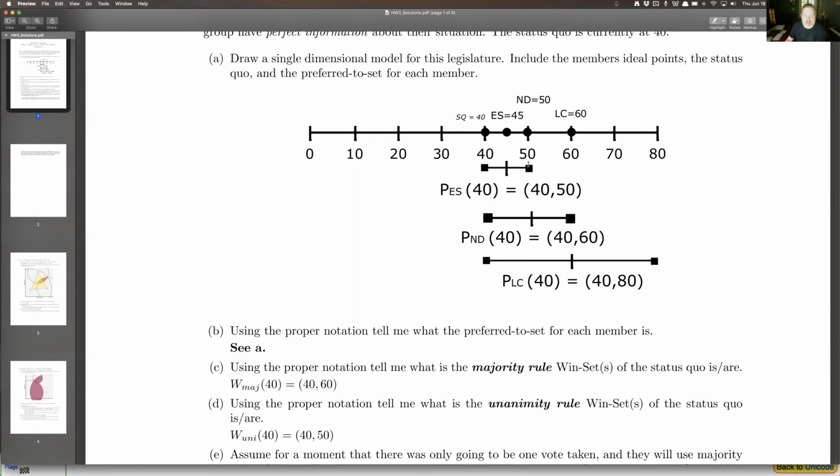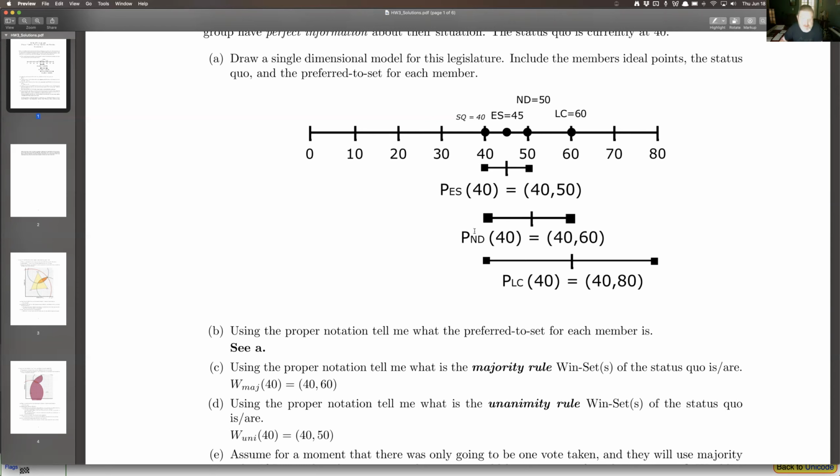50 is not in his preferred-to set. In fact, it's his indifference point. So we don't know what he might do in that situation. So that is not in his preferred-to set. But I still have 2 people. So I'm fine in terms of the win set. All the way up to 59.9 repeating, all right? That is strictly preferred by 2 people, all right? So the win set is going to be everything between 40 and 60, but not including 60, right?